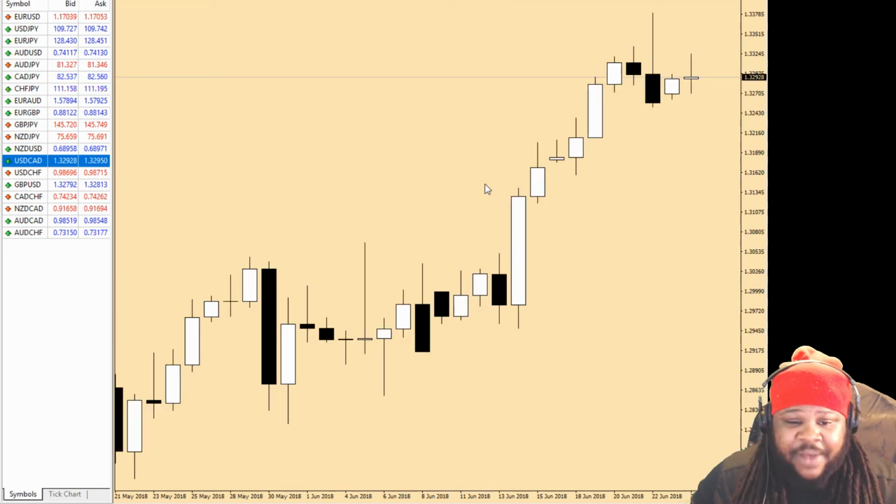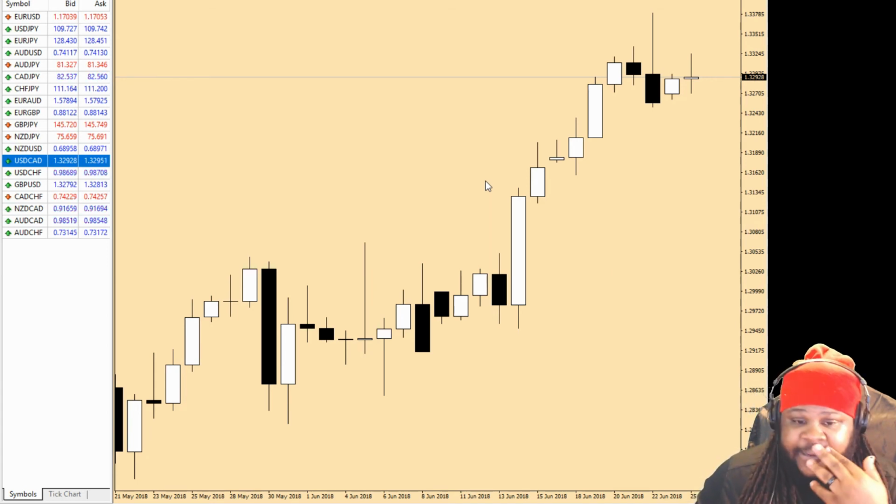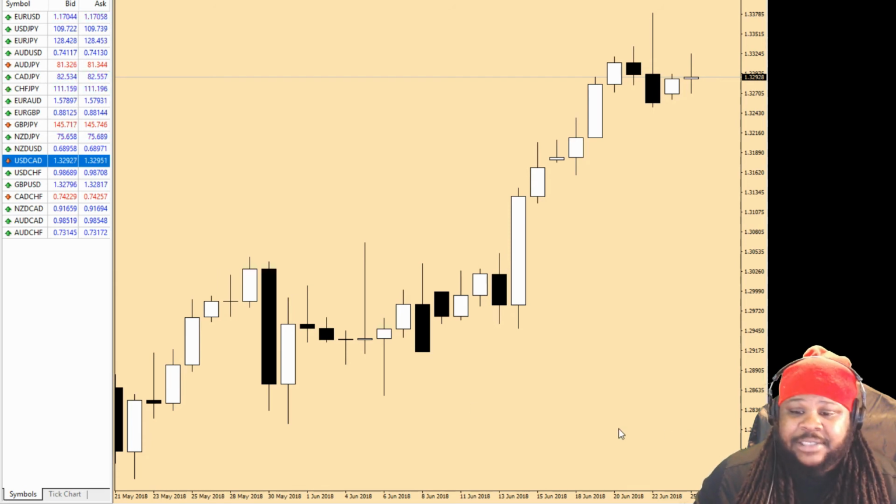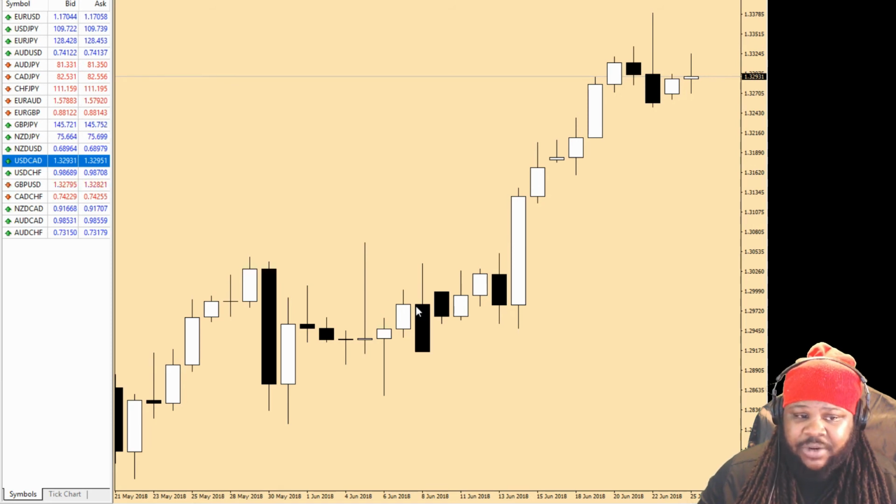Now this is one of my very favorite pairs to trade. Lately it's been kind of acting funny, so I haven't traded it in a couple of weeks. But if you guys look at the USD CAD, you see that this trend is lasting from over here all the way up into here. You have slight pullbacks, slight relaxation times, but the majority of the time you are looking at a very strong trend.